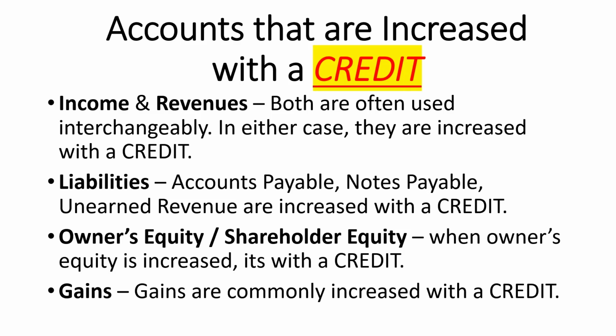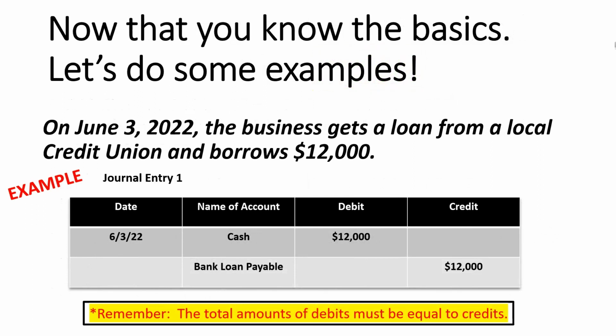Okay, now that you know the basics, let's do some examples. Let the fun begin, right? Okay, the first example is on June 3rd, 2022, the business gets a loan from a local credit union and borrows $12,000. Okay, you'll look at journal entry number 1.